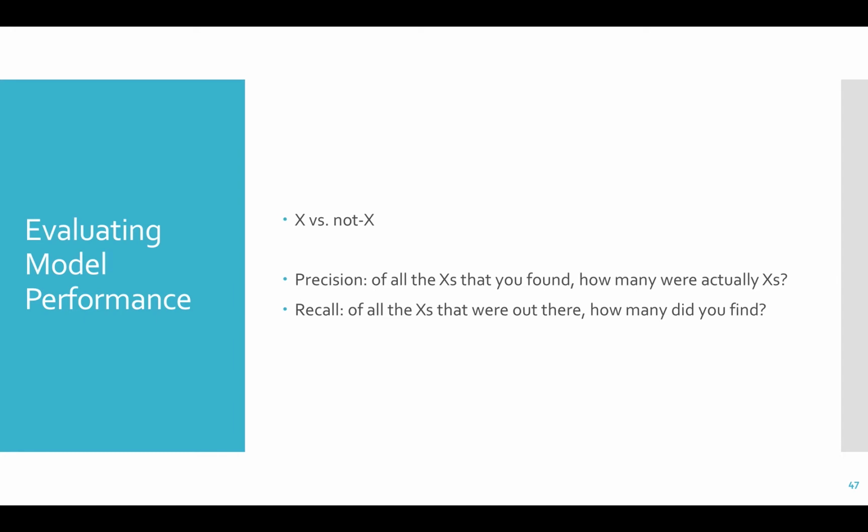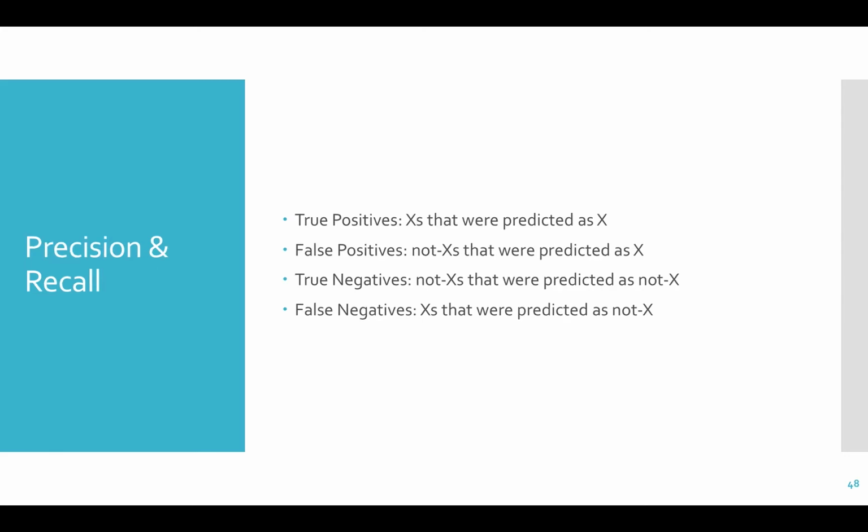Precision is basically, of all the X's you found, how many of them were actually X's? And recall is, of all the X's that were out there, how many did you find? Precision and recall are defined in terms of true positives, false positives, true negatives, and false negatives. A true positive is an X that is predicted as an X. A false positive is a not X that's predicted as an X. True negatives are not X's that are predicted as not X, and false negatives are X's that were predicted as not X.